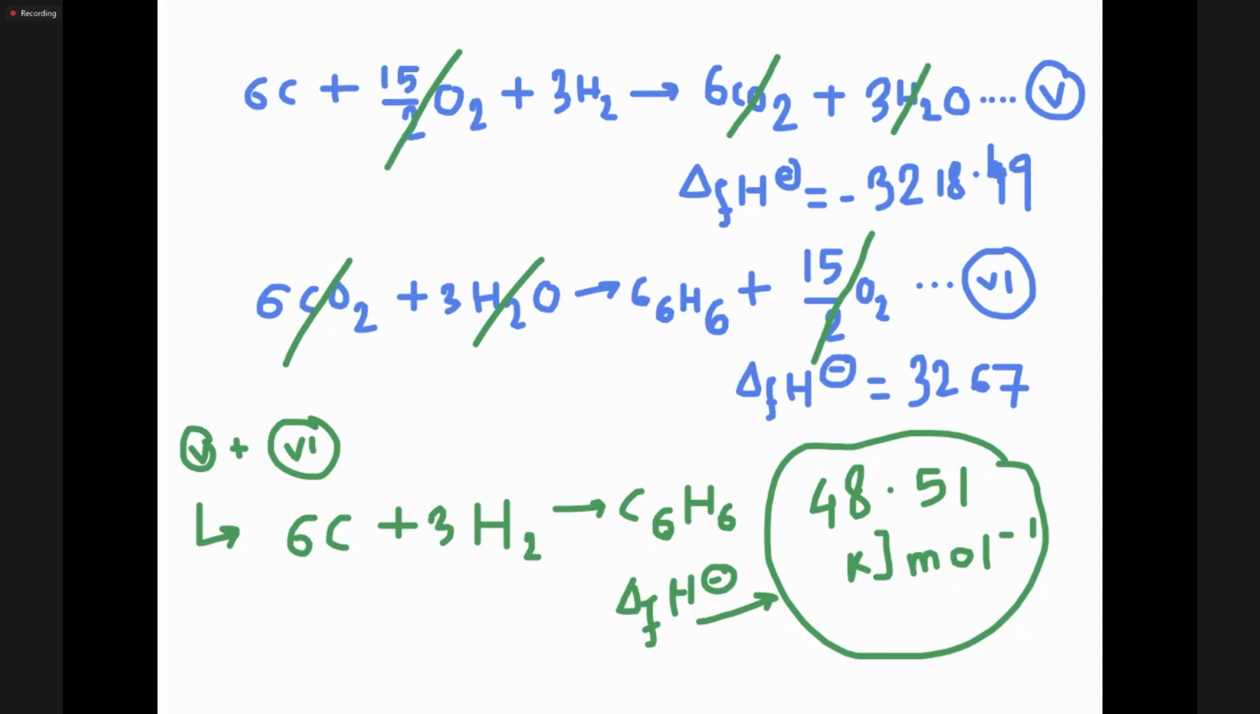So likewise, whenever we are dealing with such problems, you have to look at the given equations. You also have to see what is the ultimate equation that we want to obtain, and then with the help of all the equations, just by reversing them or adding them suitably, we can ultimately get the actual equation, and from this we will get the value of the delta H, that is the standard enthalpy of formation of the required product.